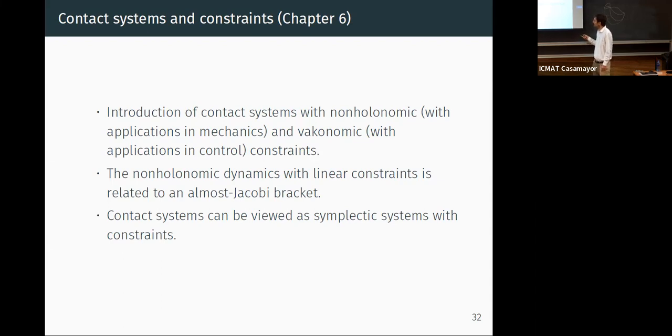For the non-holonomic dynamics with linear constraints, we define an almost Jacobi bracket which describes the dynamics of this system. Almost Jacobi means that the bracket doesn't fulfill the Jacobi equation, the Jacobi condition, but it does satisfy the other four. Apart from this, we also saw that contact systems themselves can be seen as symplectic systems with extra constraints, and these constraints can be taken to be vakonomic or non-holonomic.